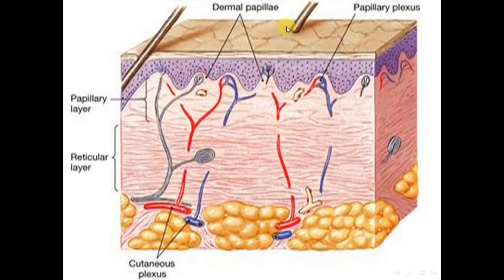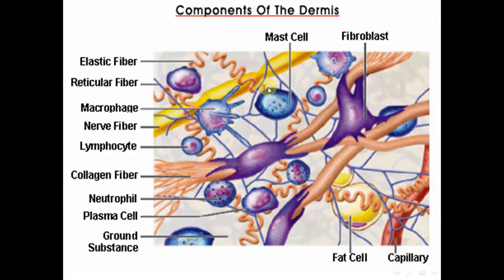This picture shows the anatomy of the derm. It consists of papillary layer and reticular layer. Reticular layer consists of fibers and cutaneous plexus, while the papillary layer consists of dermal papillae and some papillary plexus. Also, components of the derm: we have the mast cell, the macrophage, the lymphocyte, the plasma cell, the neutrophil, and we have also the fibroblast, the most important cell responsible for production of collagen and elastin. And we have the fat cell, the capillary, and lastly the ground substance.